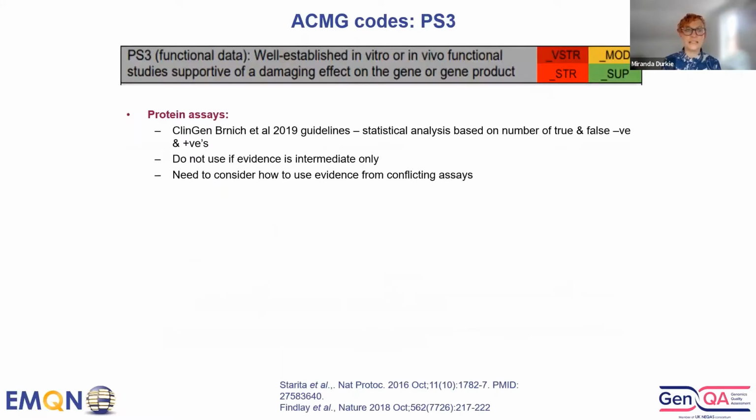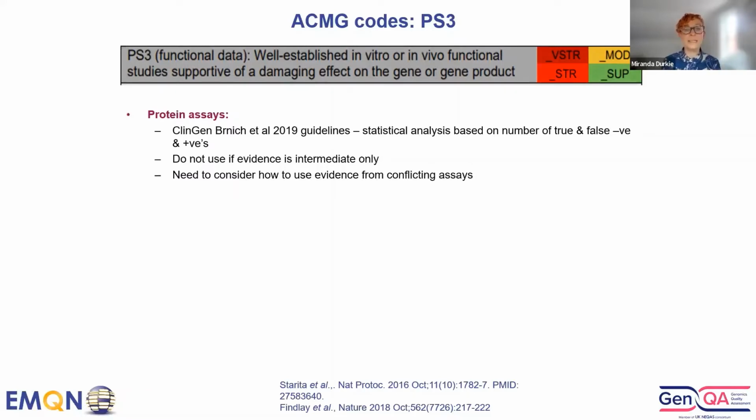And the key thing here, so this is PS3, means you've got a well-established in vitro or in vivo functional study supporting a damaging effect. And as Andrew has already said, we've got these fantastic Greenwich guidelines out. Before that, it was really hard to work out whether your assay was well established, was it good enough? So that really takes you through a framework of how to tell whether the assay meets the minimum standards. And then the statistical analysis based on the numbers of true and false positives and negatives.